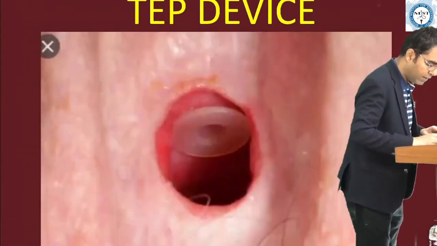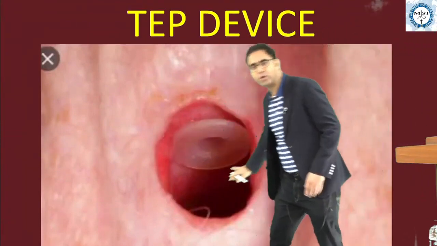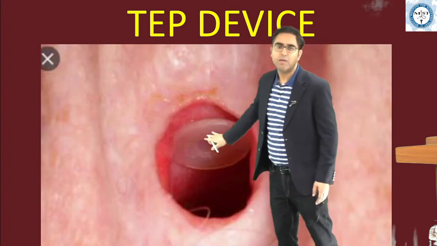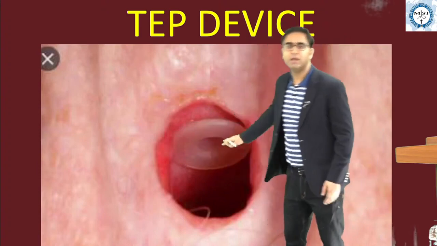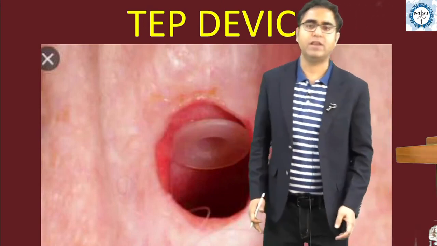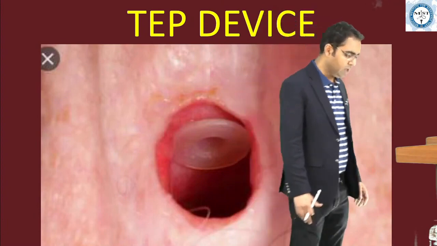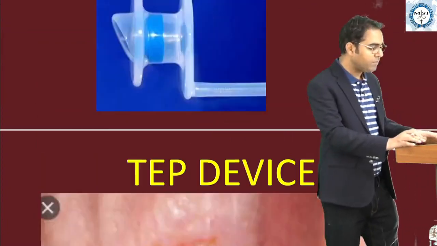Okay, this is the way. Can you see the TP device, beta? This is the tracheostomy hole, beta, and this is the posterior wall of the trachea, and through that you can see a valve-like device over there. This is the TEP device, beta. Tracheoesophageal puncture device. Am I clear, beta? Let us revise once again, beta.